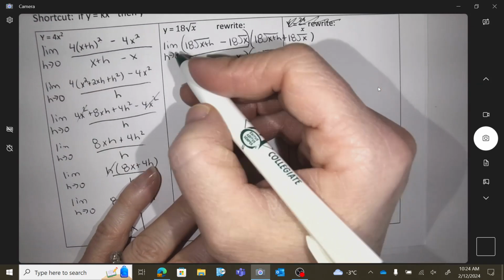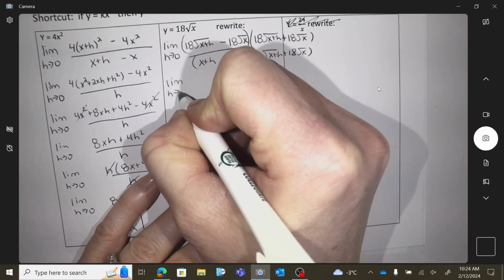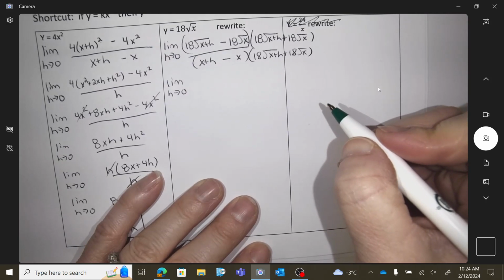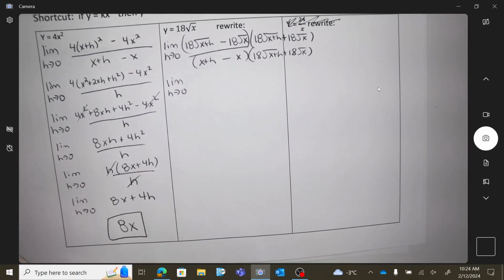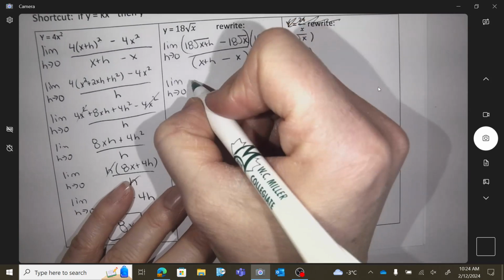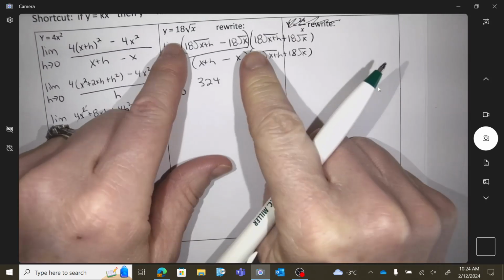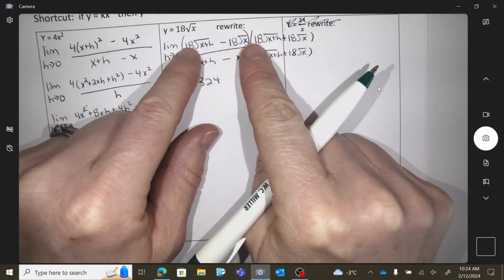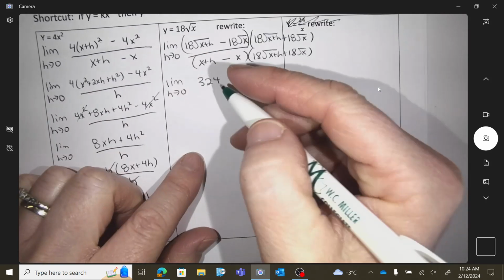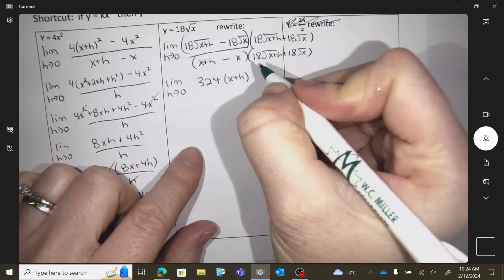Okay, conjugates. Has anybody already done this? 18 times 18? Did we do it? 324, yep. 324. Root times a root, then the root cancels.